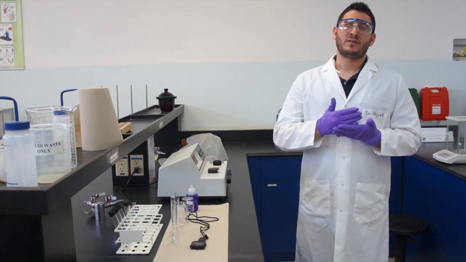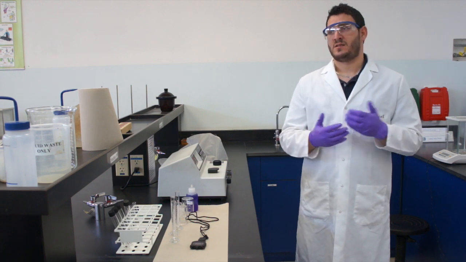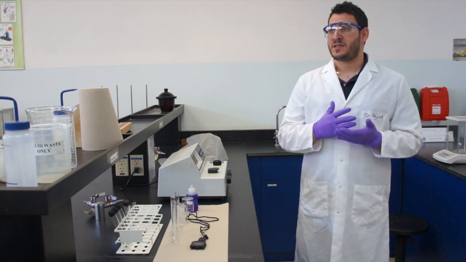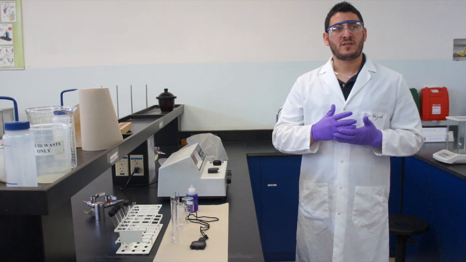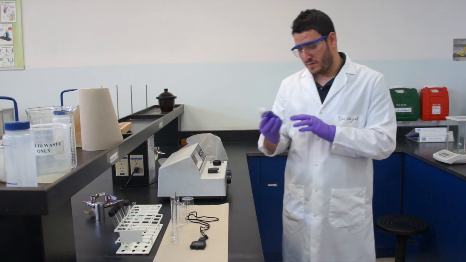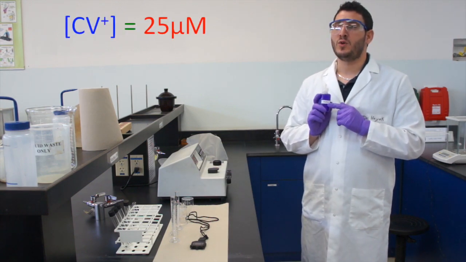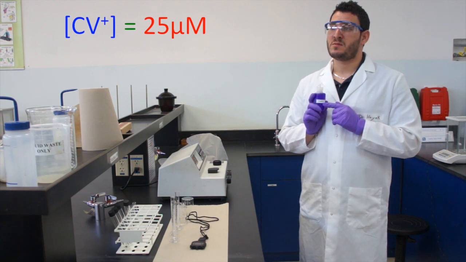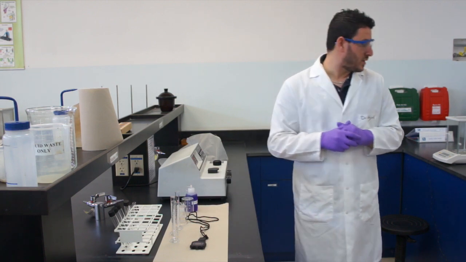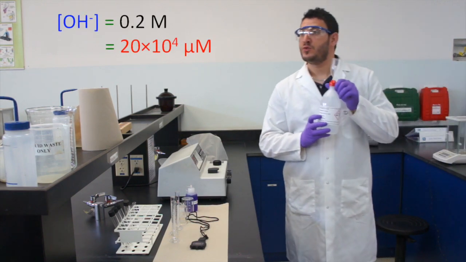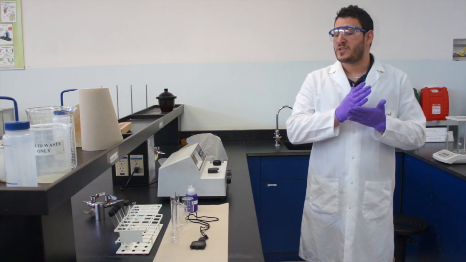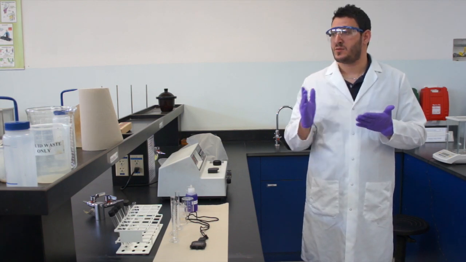In order to make the equation with fewer unknowns, we can use one of the reactants in large excess. In this case, we are going to use the sodium hydroxide in large excess. The concentration of CB+ that you have is 25 micromolar, which means 25 times 10 to the power minus 6 molar. However, the solution of sodium hydroxide that you are going to use is 0.2 molar, which means that the change in the concentration of OH minus with time is negligible.